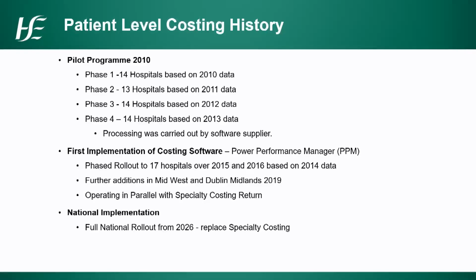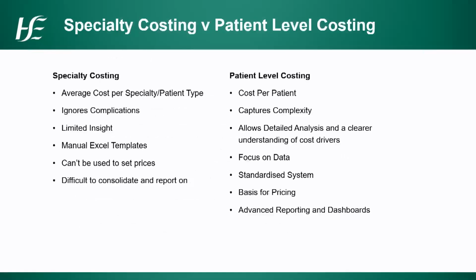This time, we're about to go out to tender again for a full national rollout of PLC, and we're going to use it to replace specialty costing. The reasons for that are that specialty costing is very much an average cost per patient type, whereas with patient level costing, you get to the individual patient. So patient A comes in for a hip, patient B comes in for a hip, one costs 10 grand, one costs 8 grand. You'll see what fed into those variances in cost.